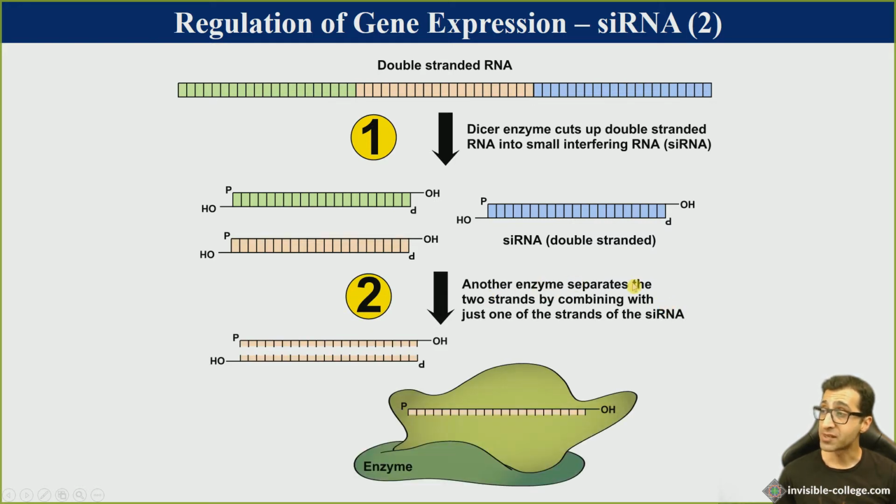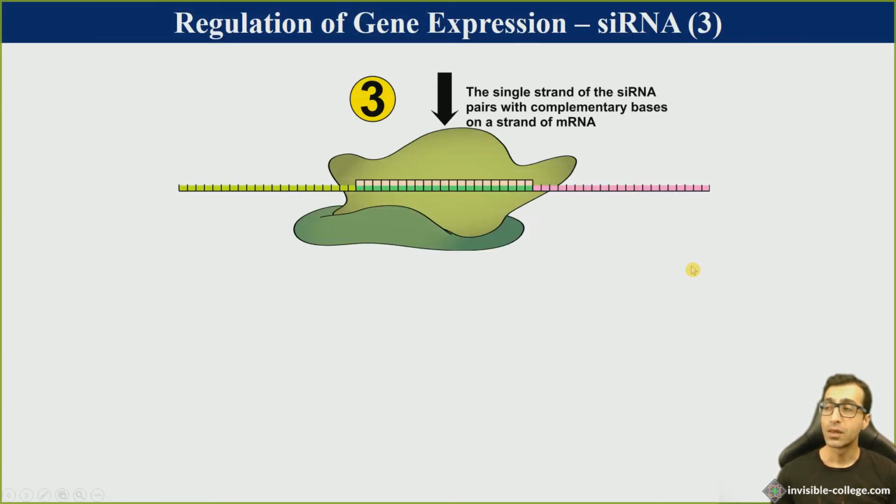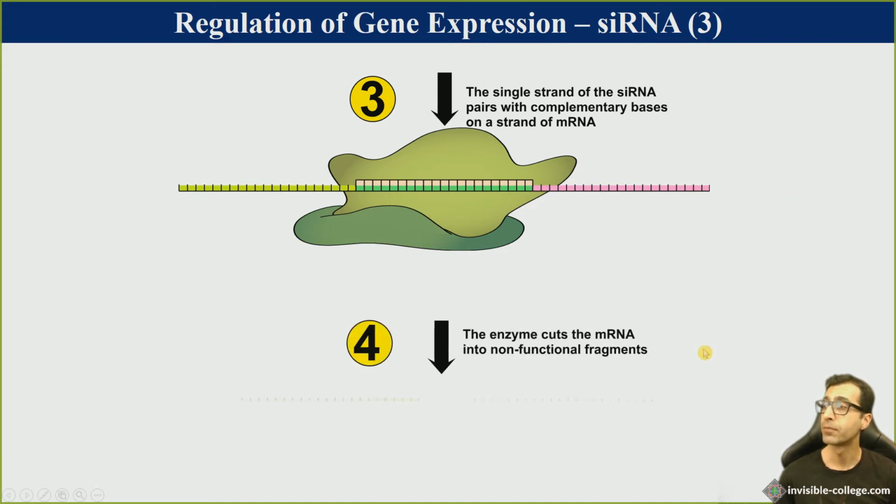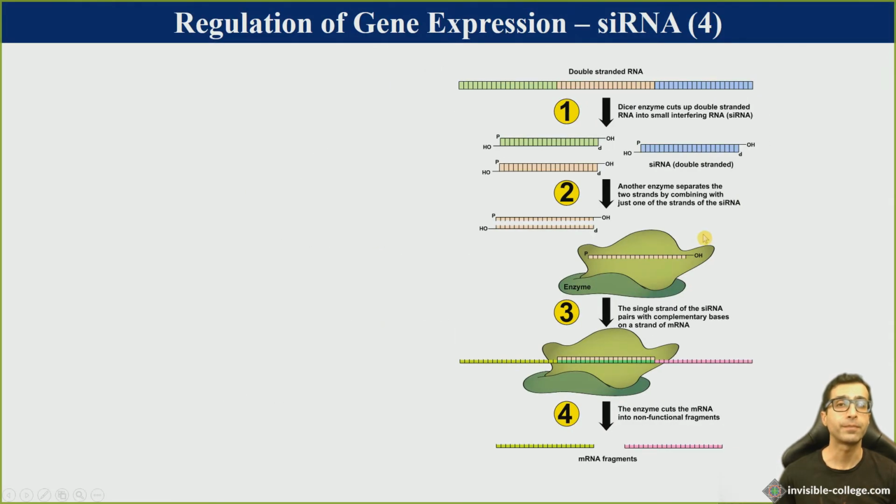Then another enzyme can separate the two strands by combining with just one of the strands of the siRNA. At this point, the single strand of the siRNA can pair with the complementary bases on a strand of the messenger RNA. The enzyme can then cut the mRNA into non-functional fragments, and it's in this way that the RNA interference is effected.